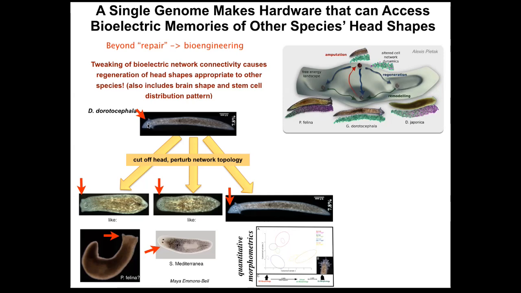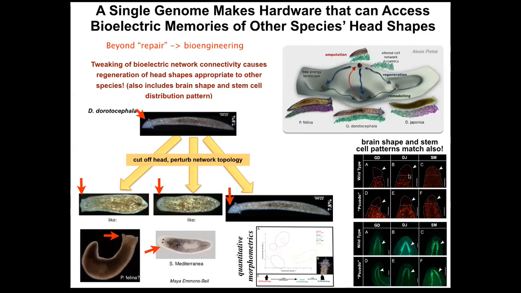So for example, this guy with a triangular head can be made to have a flat head like P. felina, or a round head like S. mediterranea. This is about 100 to 150 million years of evolution. Also, the brains and the stem cell distribution in the brains become just like these other species. So the same hardware can be pushed into the attractors belonging to other species.